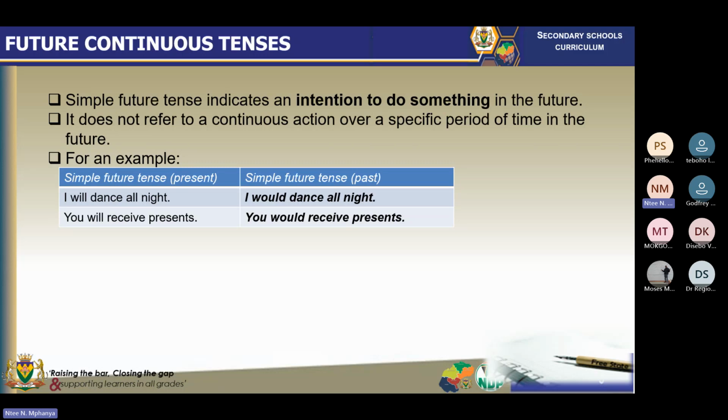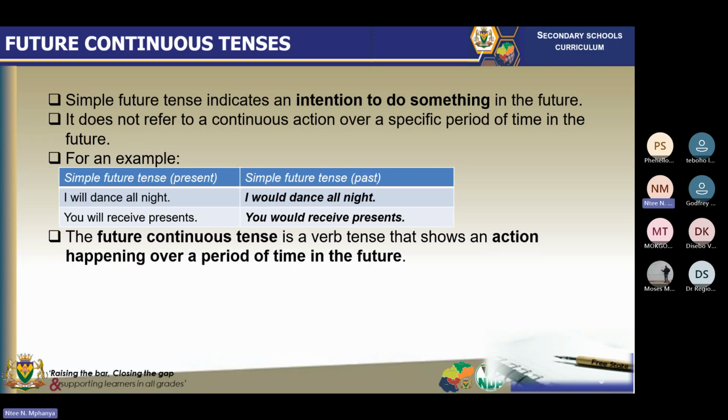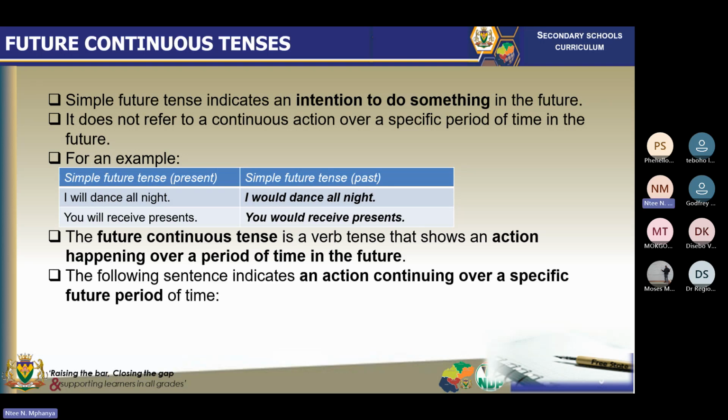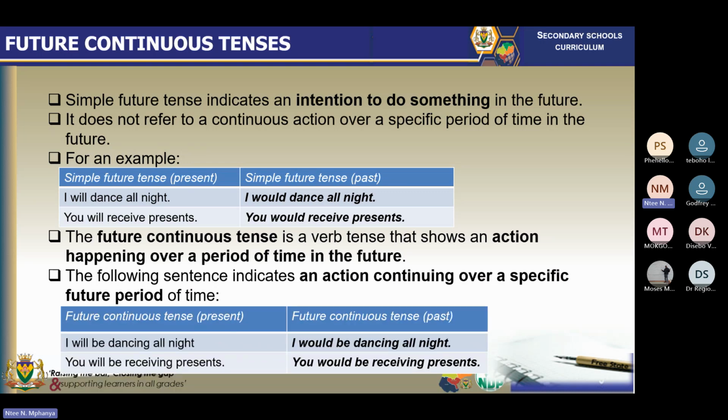You would receive presents. The future continuous tense is a verb tense that shows an action happening over a period of time in the future. Not today, not yesterday, but in the future. The following sentence indicates an action continuing over a specific future period of time. In present tense: I will be dancing all night. You will be receiving presents. But in the past, it will be I would, because will changes to would. I would be dancing all night. You would be receiving presents.